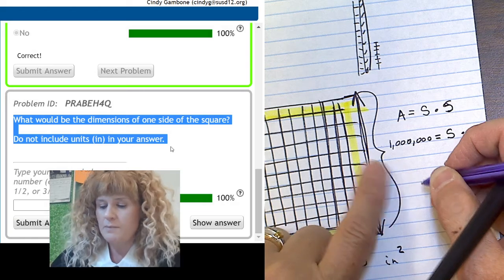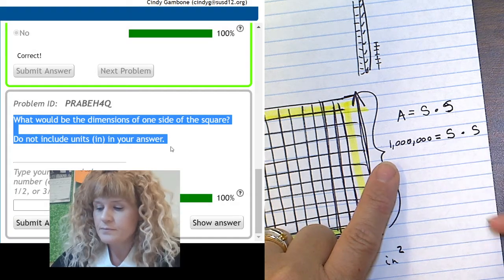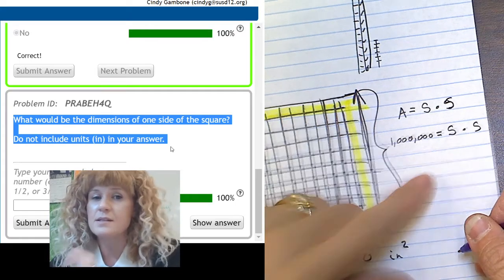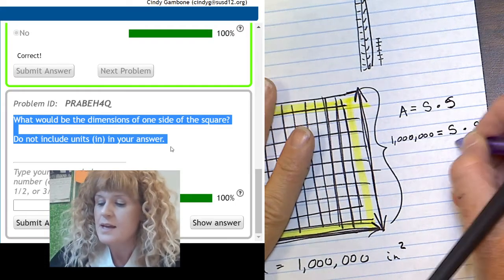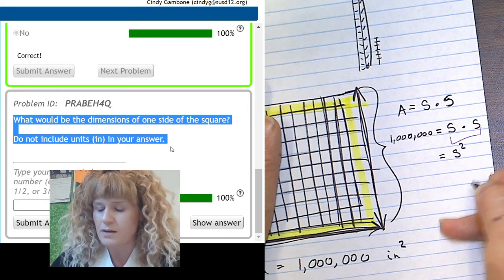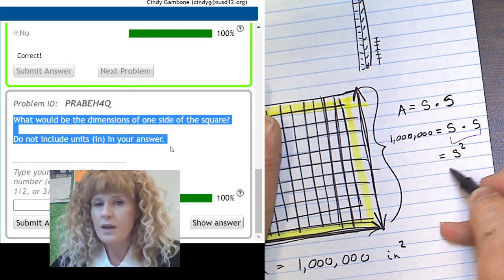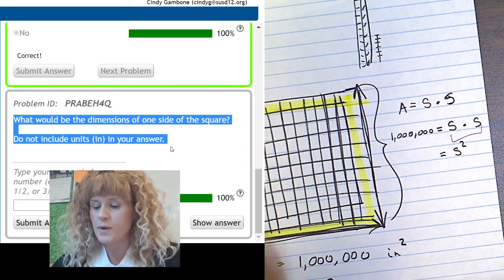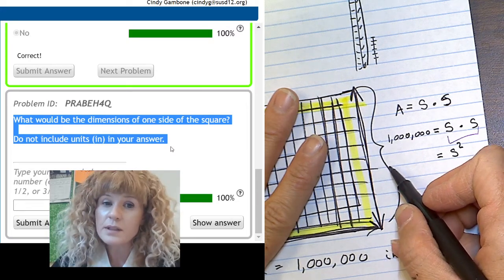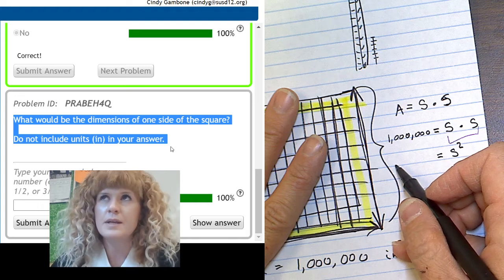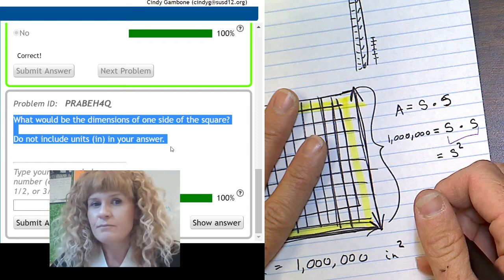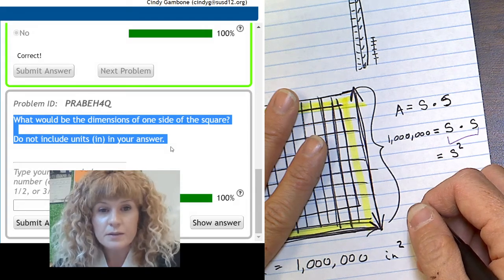Because this is a power of 10. Oh, by the way, you don't divide it by 2. This is S times S. This is not S plus S. This is S times S. S times S equals S squared. Anyway, what times what equals 1 million? Is it 100 times 100? No, that would only be 10,000. Is it 10 times 10? No, that would only be 100.